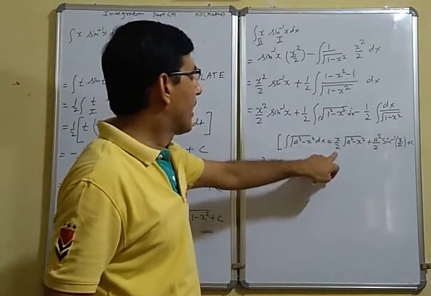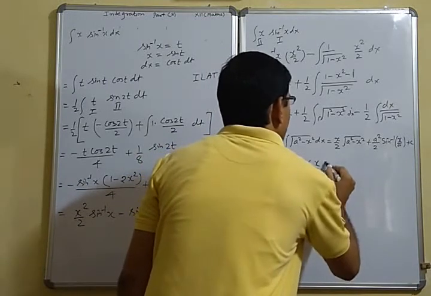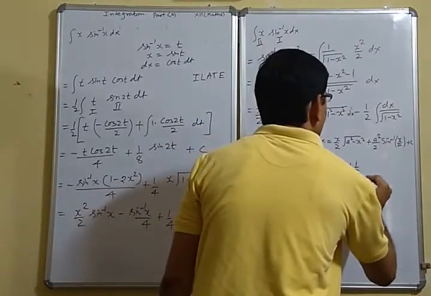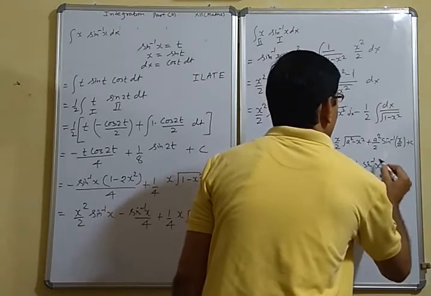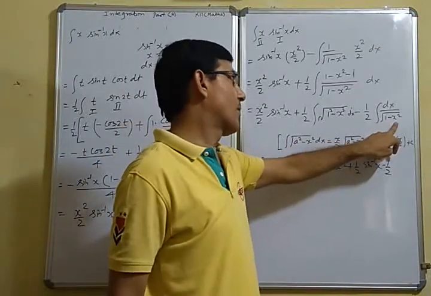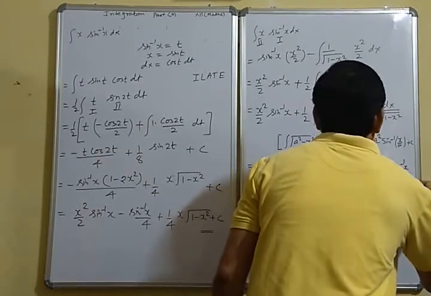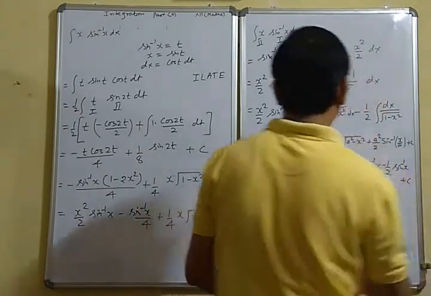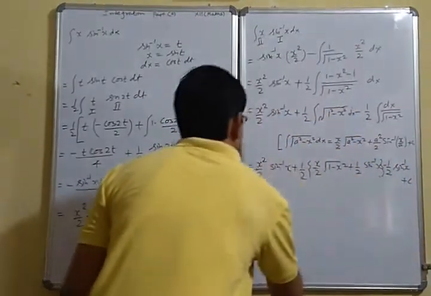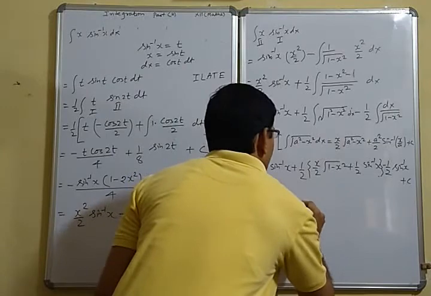So it becomes x by 2, that is x by 2 under root a square minus x square, that is 1 minus x square, plus a square by 2, that is 1 by 2 sine inverse x, and minus half integration of dx upon 1 minus x square, that is sine inverse x. So minus half sine inverse x plus c. Half is multiplied here, so that is this.